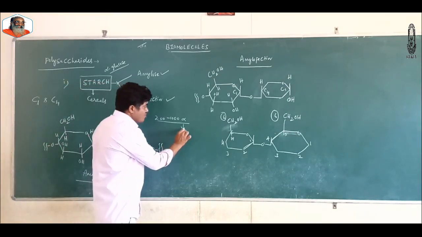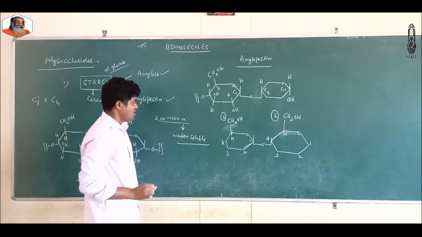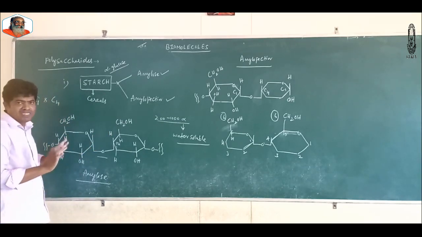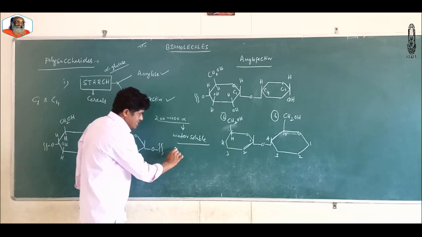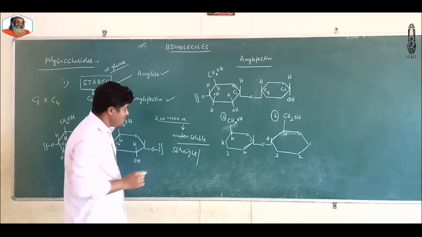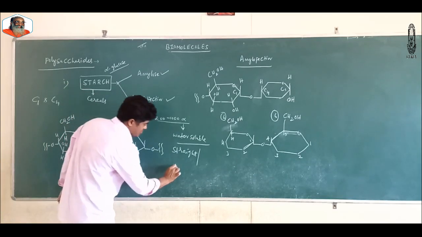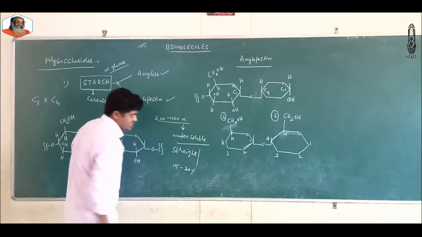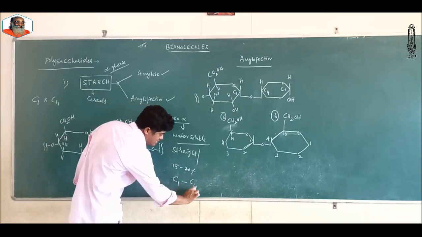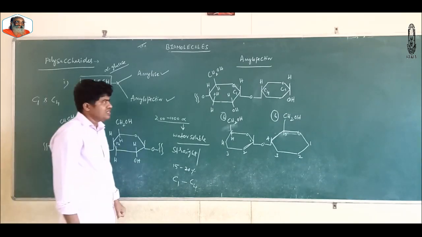Amylose is water soluble. It is an unbranched chain, there is no branching, it is straight. 15 to 20% of starch consists of amylose, and we can find glycosidic linkages at C1 and C4 of alpha D glucose units.